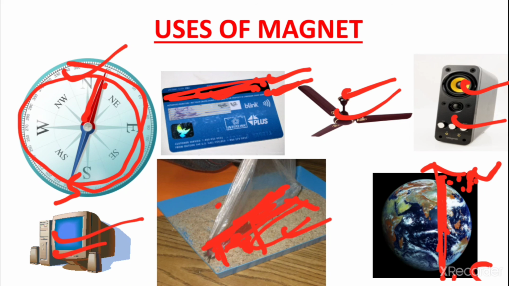So these are the different types of magnet with their properties and their practical applications.